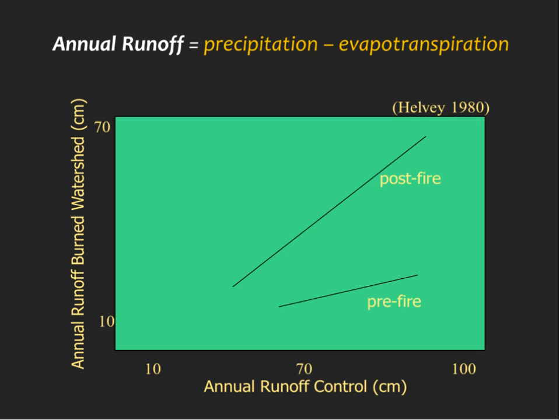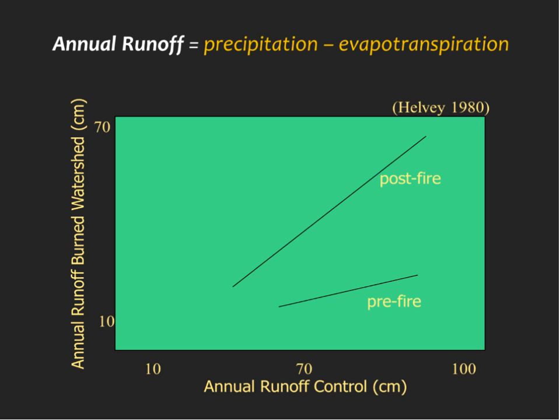This graph here essentially shows for some southern forest ecosystems, especially ones that had a very high mortality level, what happens to annual rainfall, or annual runoff, sorry. And the lower line shows the relationships between a control watershed and a burned watershed before the fire. So for 70 inches of runoff from one watershed, you got about 15 from the one that got burned.